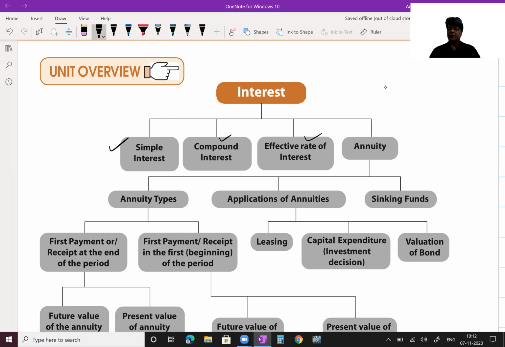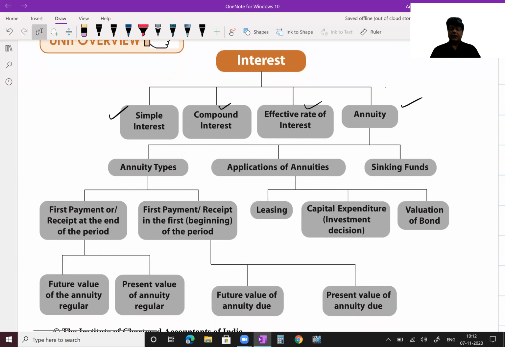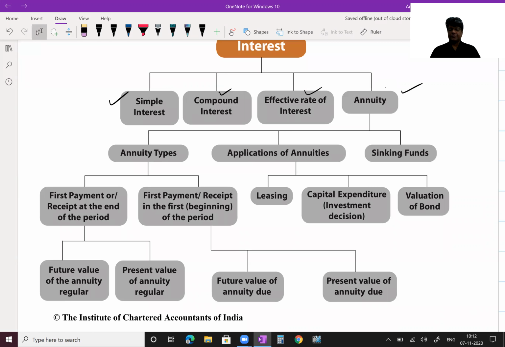And then guys, annuity is very important. In annuity, there are two types, and two types of things also you have to calculate. Two types of annuity: annuity regular, and annuity immediate or due, according to the first payment or receipt. And two types of things: future value, present value. All these things we have done, guys. Future value, present value, in both cases, whether it is annuity due or annuity regular.